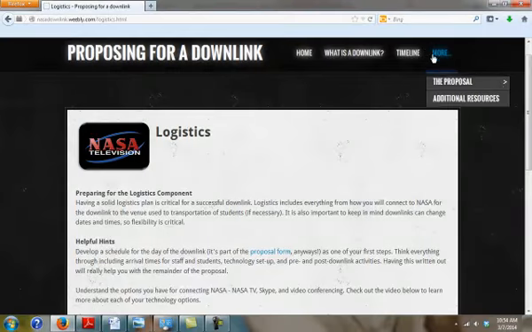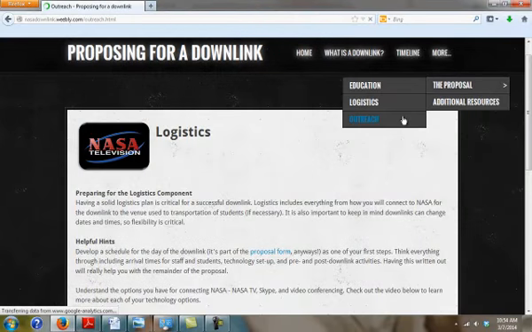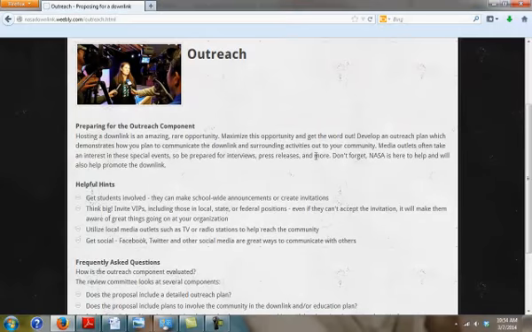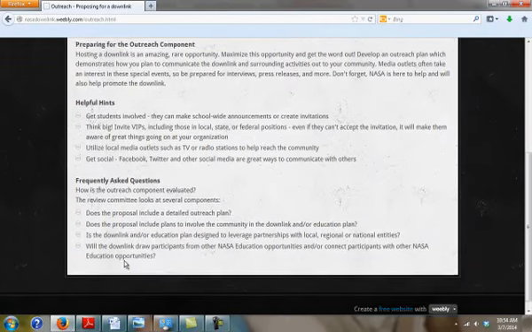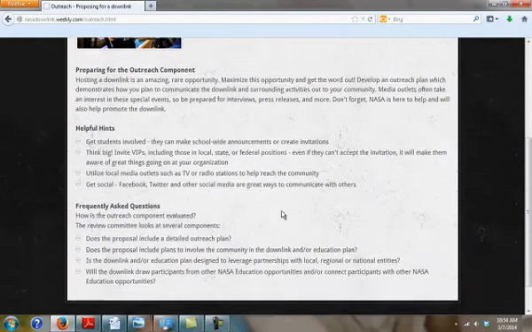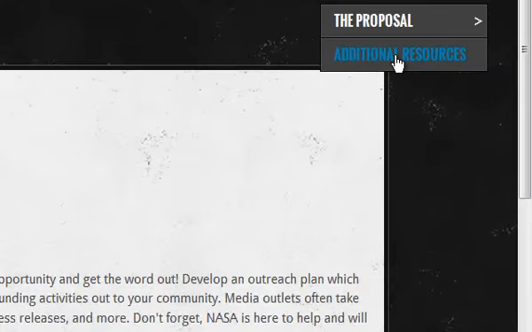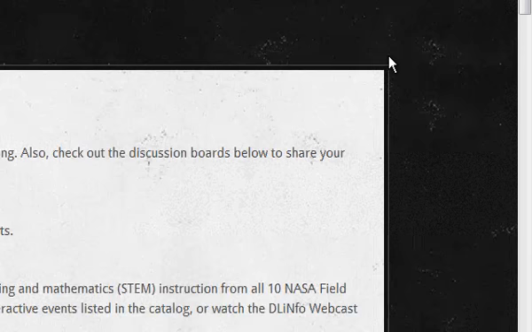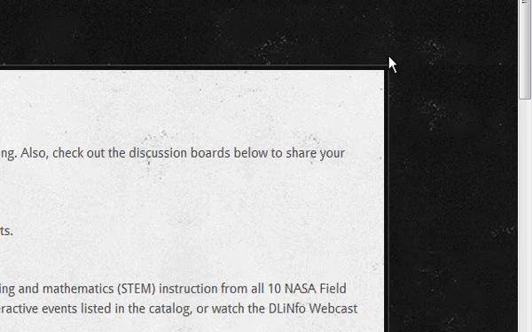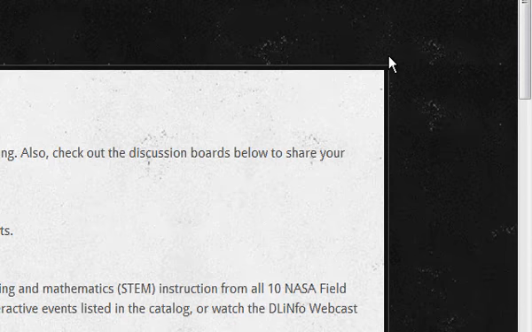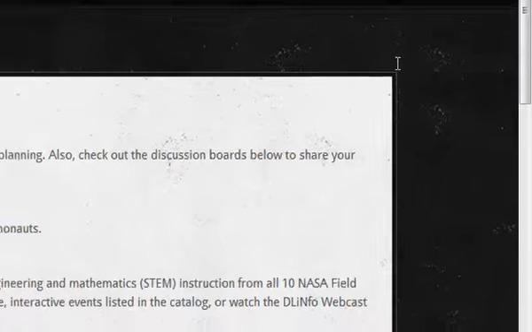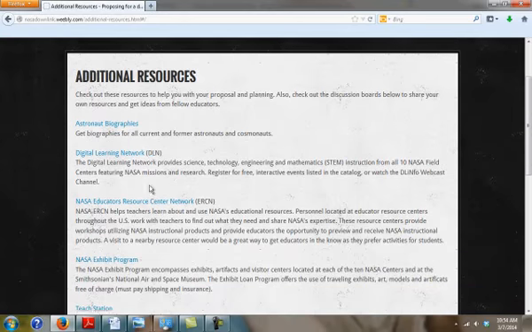And then for outreach, we do want to talk a little bit about how you get the word out. Again, very similar design. We talk helpful hints, we talk frequently asked questions, but again, with no navigation, this page is very static. And then the last thing we wanted to point them to are additional resources. When you're preparing your proposal, there are lots of great resources out there that you can use to develop your education plan or even help you with your outreach plan. So we wanted to put some of those resources out there for them.